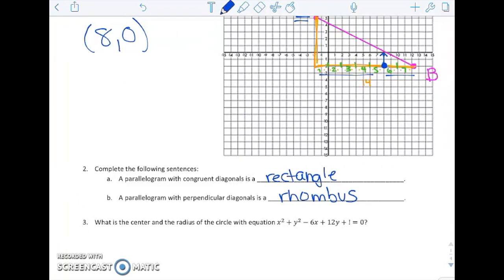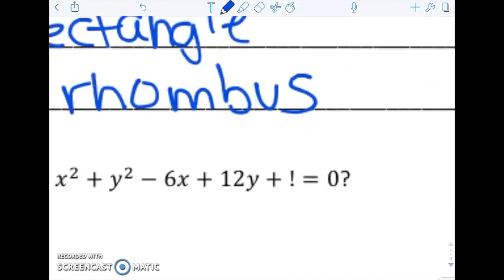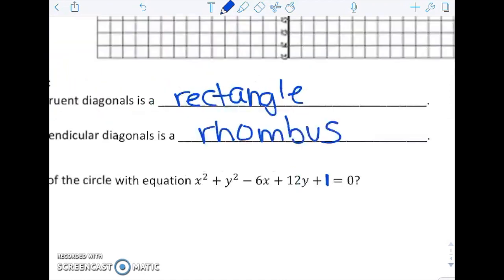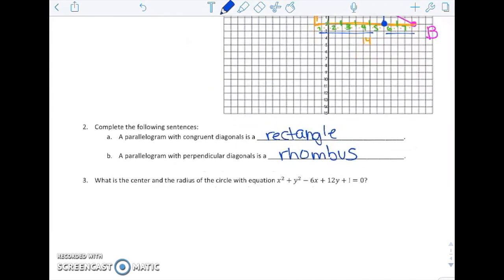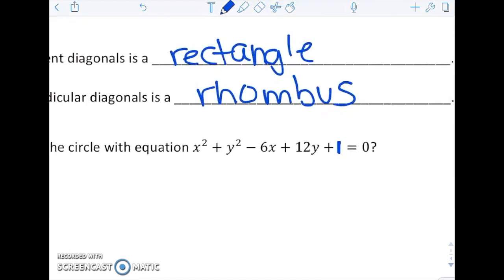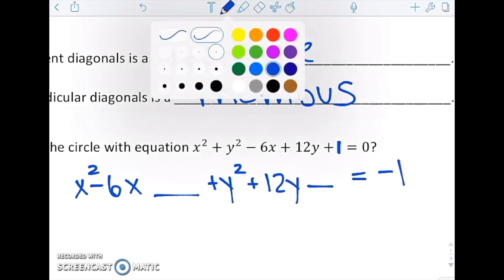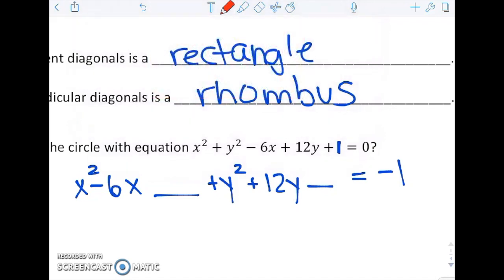All right, next one. What is the center and radius of a circle with equation x squared plus y squared minus 6x plus 12y plus 1 equals 0? So I'm going to need to complete the square to do this. So I'm going to group my x's together, leave a blank, group my y's together, leave a blank, and move the constant over to the other side. And then I'm literally going to complete a square.